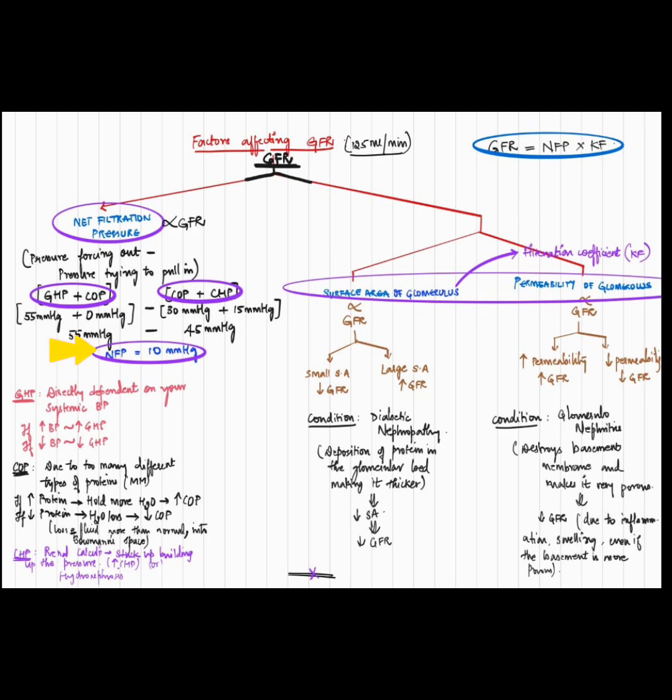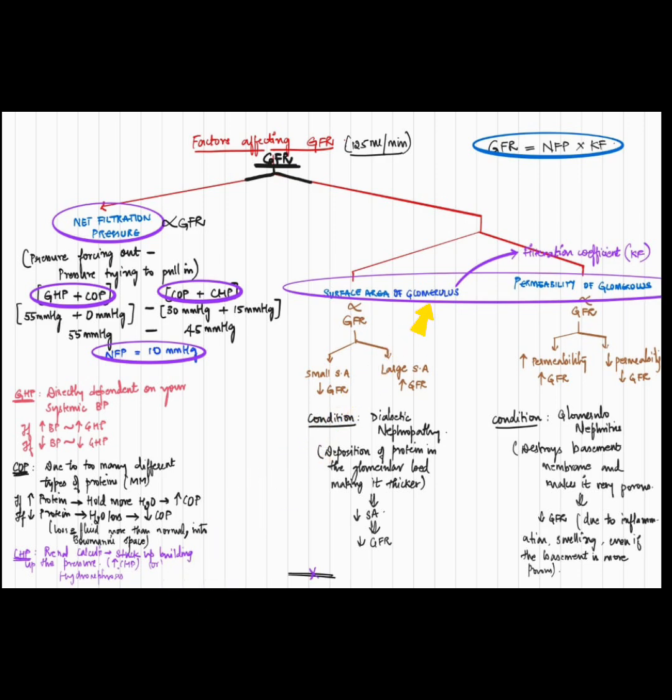The glomerular hydrostatic pressure is directly dependent to your systemic blood pressure. If the BP increases, the glomerular hydrostatic pressure increases. If the BP decreases, the glomerular hydrostatic pressure decreases. The colloidal osmotic pressure is due to many different types of proteins, like in multiple myeloma. More proteins hold up more water, and if there are less proteins, there will be less water, which decreases the pressure. The capsular hydrostatic pressure can be due to the renal calculi, which gets stuck up, and this builds up the pressure, which increases the pressure.